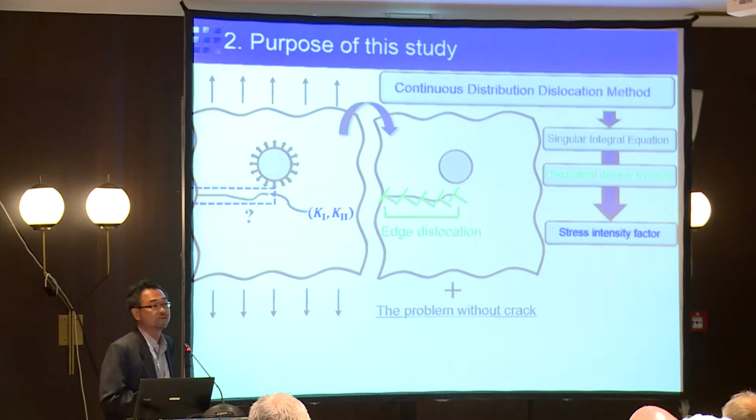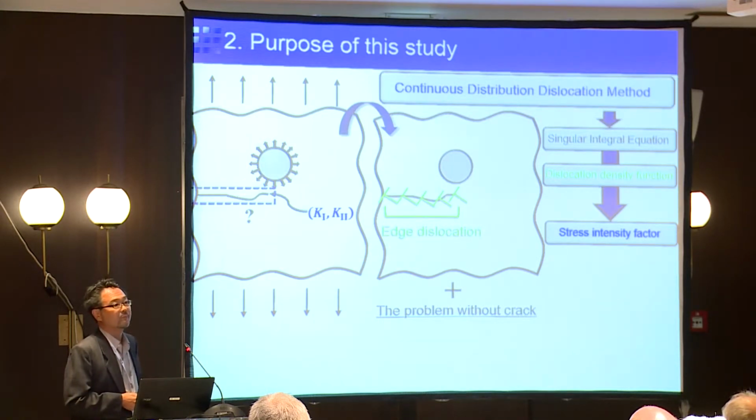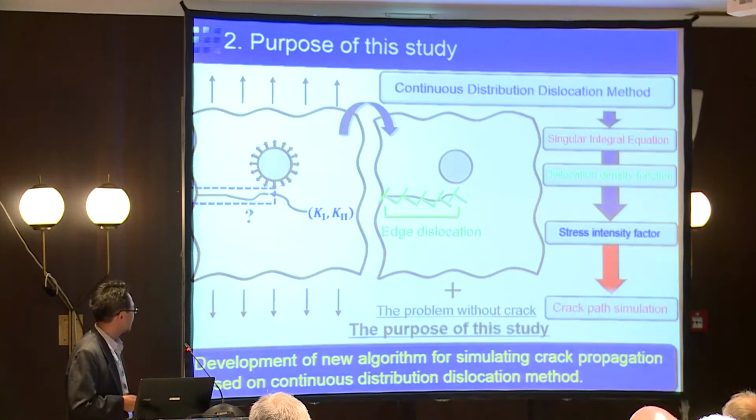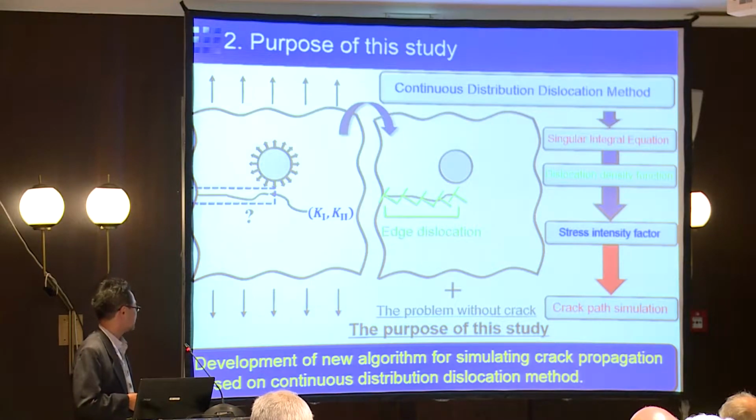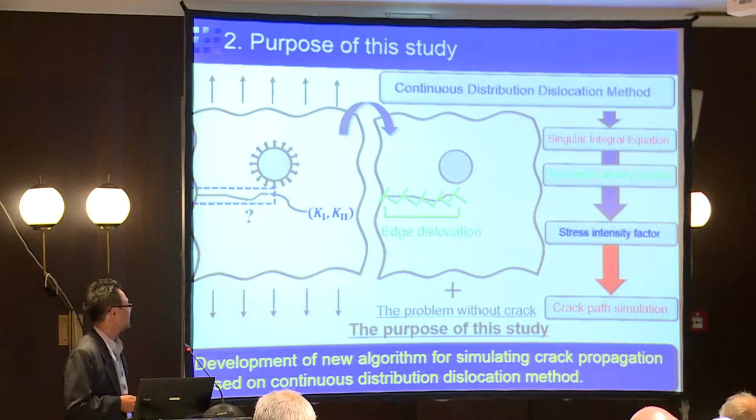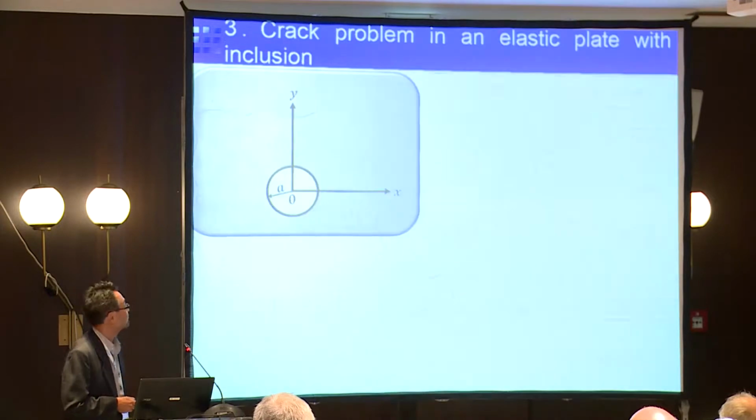However, it is difficult to predict precisely the crack propagation path using that. So the purpose of this study is to develop a new algorithm for simulating the crack propagation geometry based upon this continuous distribution dislocation method.